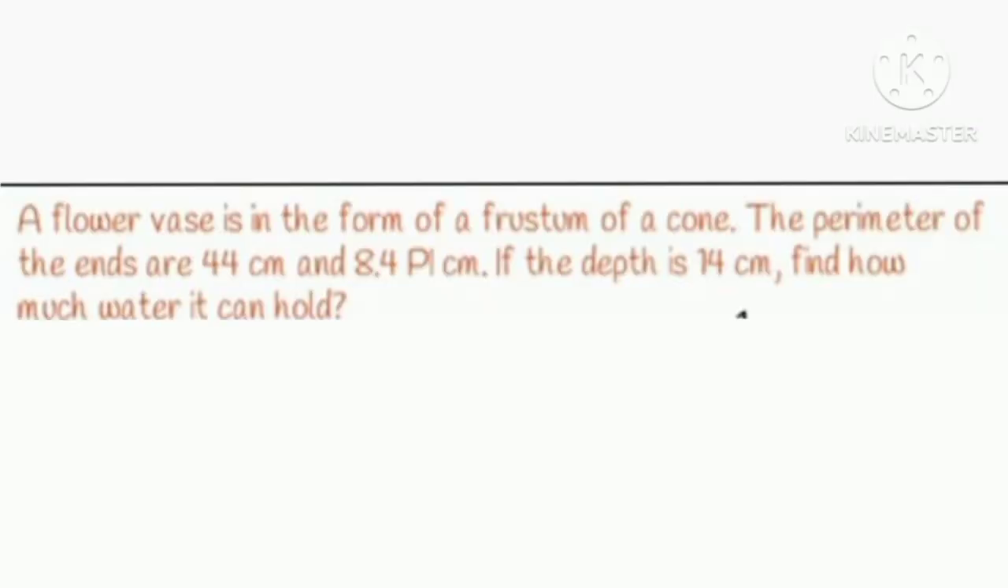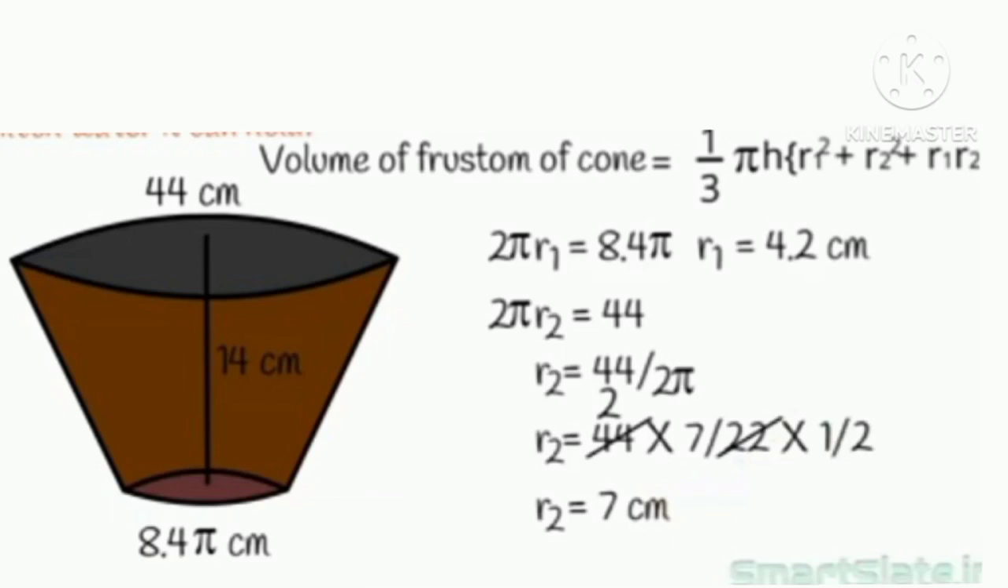Let's have a look at this problem. A flower vase is in the form of a frustum of a cone. The perimeters of the ends are 44 cm and 8.4 pi cm. If the depth is 14 cm, find how much water it can hold. Solution. Look at this flower vase. Perimeter of the upper base is given 8.4 pi centimeter and perimeter of the lower base is given 44 centimeter and depth of this vase is 14 centimeter. Depth is nothing but height of this frustum of a cone.